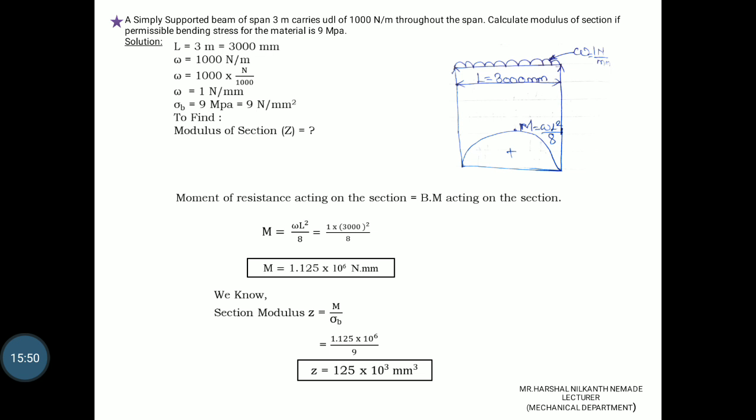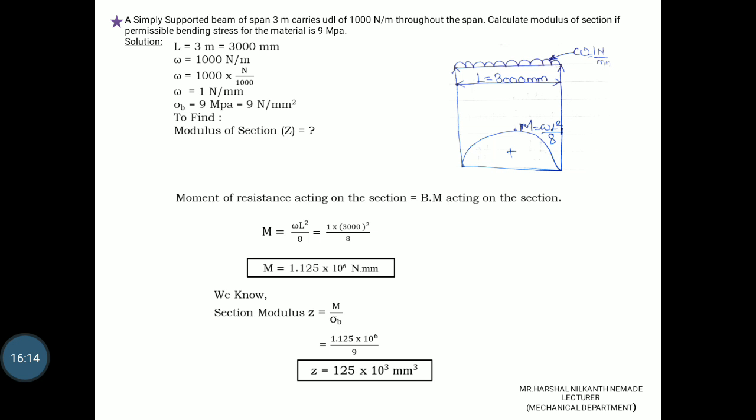A simply supported beam of span 3 meter carries a UDL of 1000 Newton per meter throughout the span. Calculate the modulus of section if the permissible bending stress of the material is 9 MPa. Whatever is given, I have written in given data. They have asked to calculate the modulus of section Z.